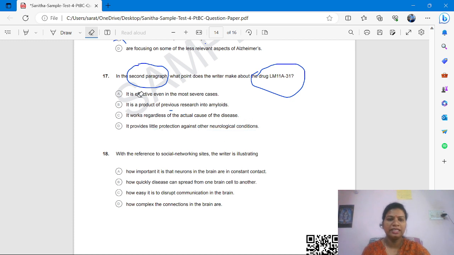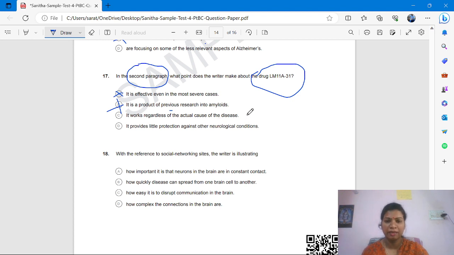We have to read the options. It is effective even in the most severe cases. Is it saying that? No, it is not saying anything about that. It is a product of previous research into amyloid. No, it is not a product of that, so eliminate it.